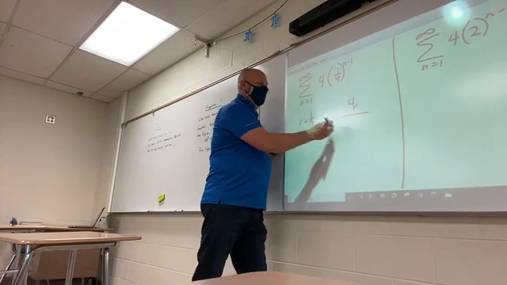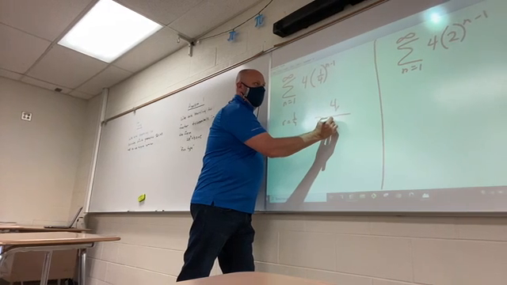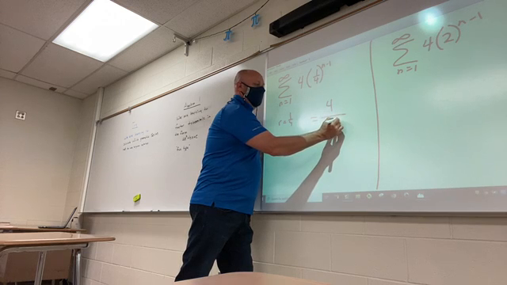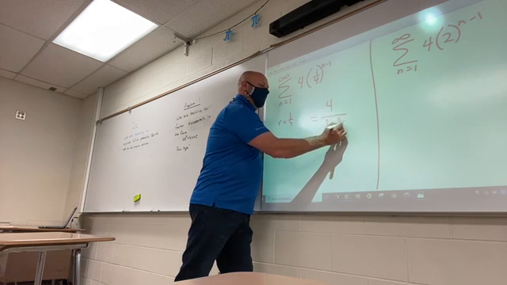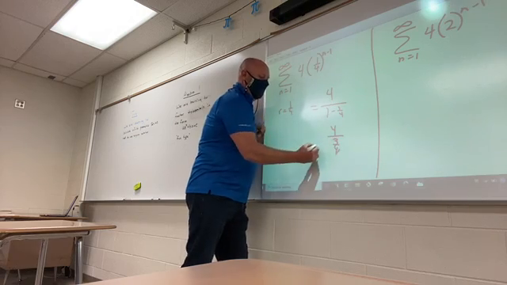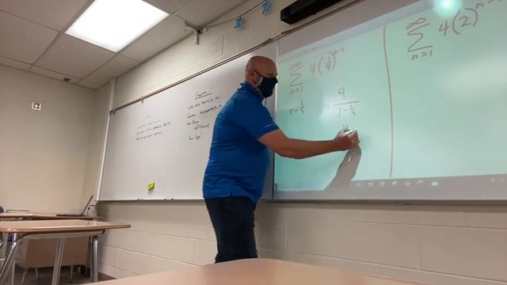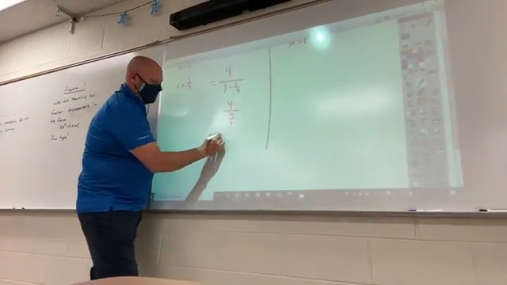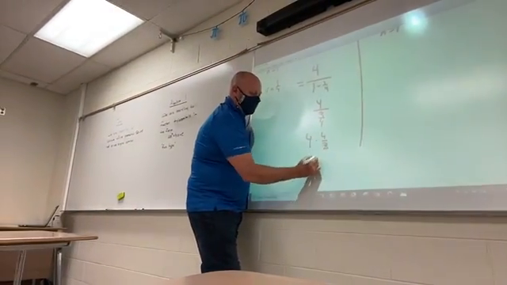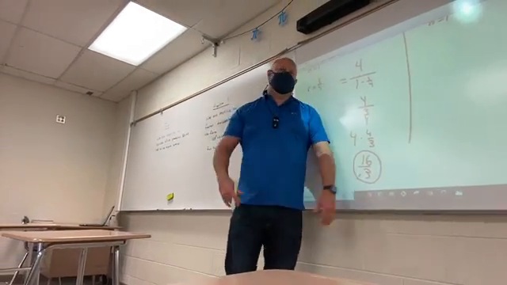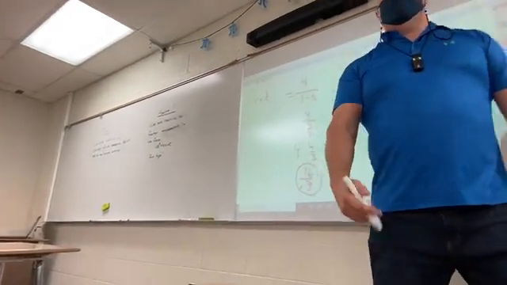What's my R? So it's 1 minus R, right? So that'd be 3/4. So I got to do 4 divided by 3/4, which is the same as 4 times the reciprocal, or 16/3 would be the answer. So that has an answer. It's like 5 1/3 or something.